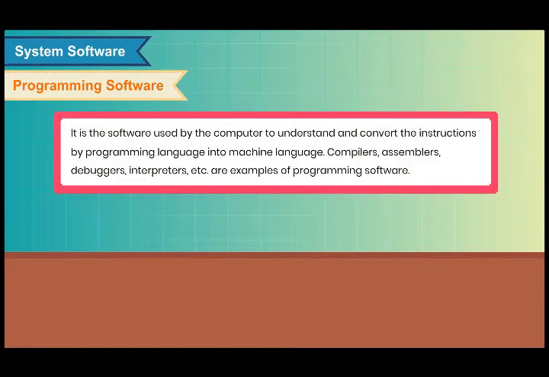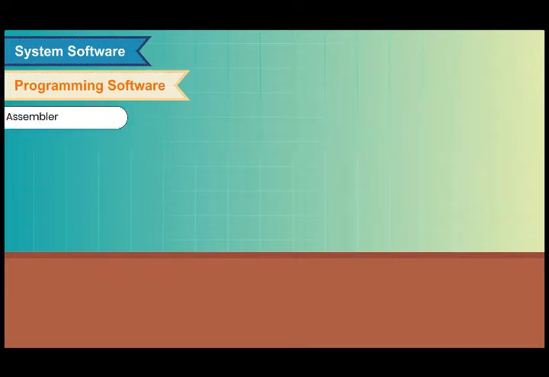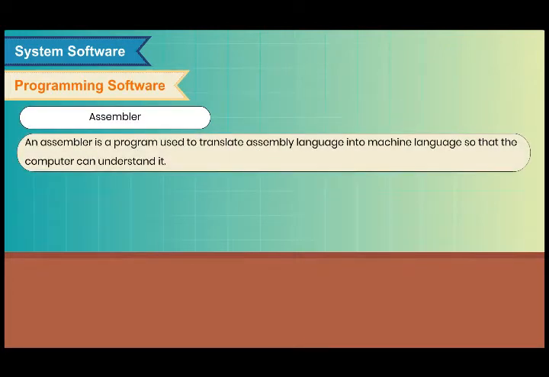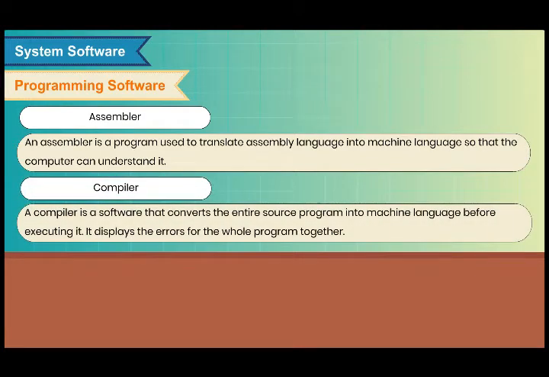Programming software. It is the software used by the computer to understand and convert the instructions written in programming language into machine language. Compilers, assemblers, debuggers, interpreters, etc. are examples of programming software. Assembler. An assembler is a program used to translate assembly language into machine language so that the computer can understand it. Compiler. A compiler is a software that converts the entire source program into machine language before executing it. It displays the errors for the whole program together.